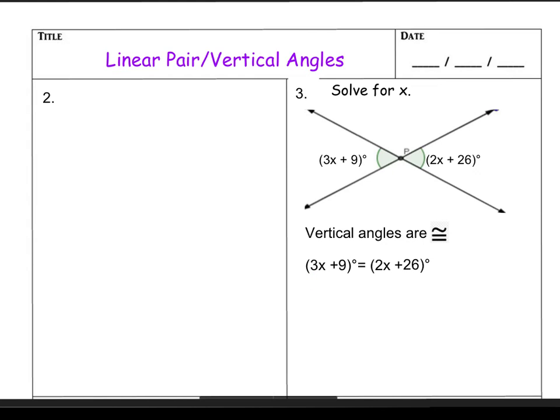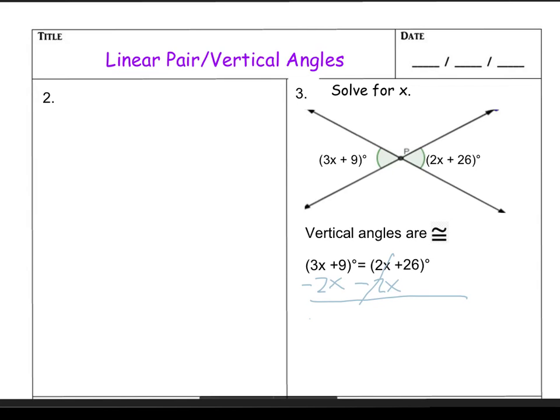I have 3x plus 9. This angle is equal to this angle. So we're going to set them equal to each other and follow the instructions. So we're solving for x. Okay, so I want to get my x's over to one side. So my first step here, I am going to subtract 2x from both sides. That's going to cancel over on that side. I'm going to bring down what I have.